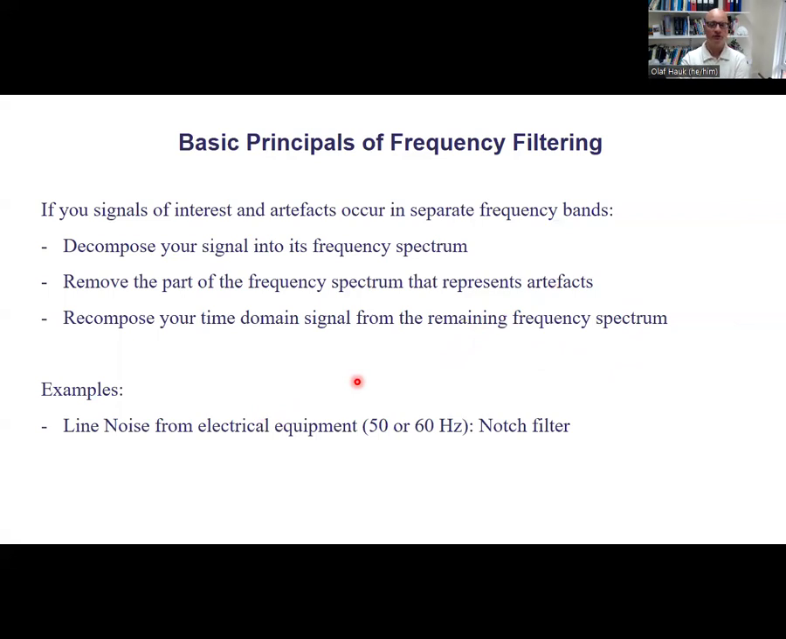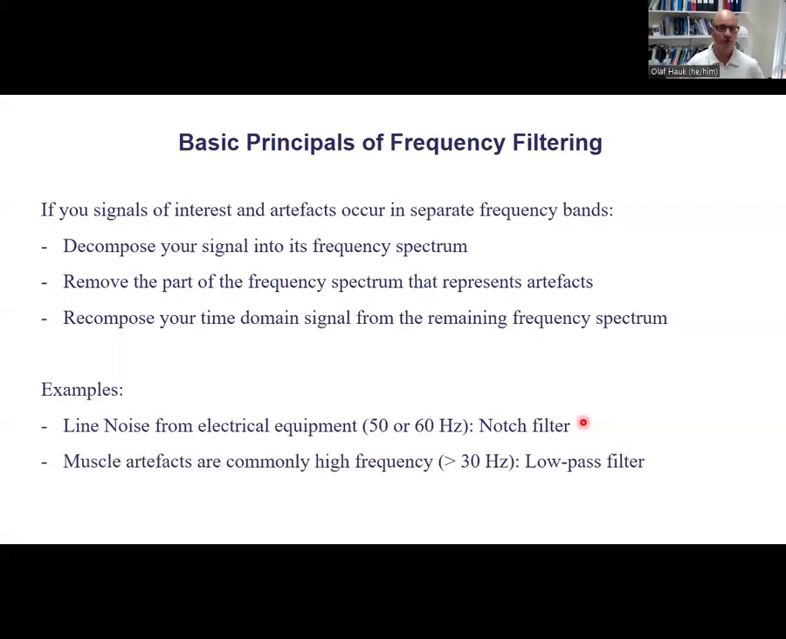One simple example would be removing line noise that comes from electrical equipment around the MEG chamber, or often also interferes with EEG measurements, at 50 hertz here in the UK, 60 hertz in the US. And this can be removed with a notch filter. So you basically filter out that particular very narrow frequency band.